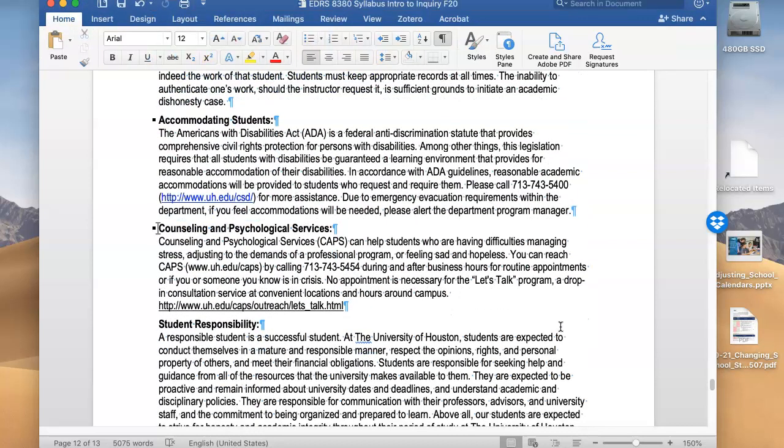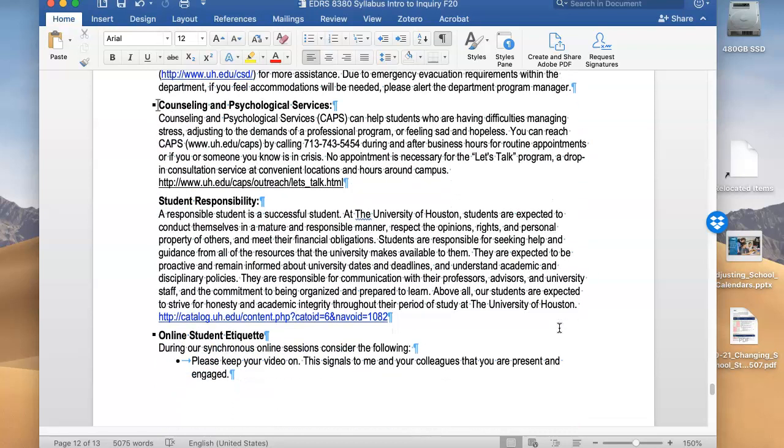Counseling and psychological services: if you or somebody in your family needs some help, please reach out to the university. And if there's a way that the university can help, those resources are there.